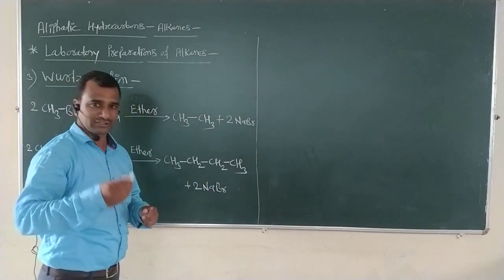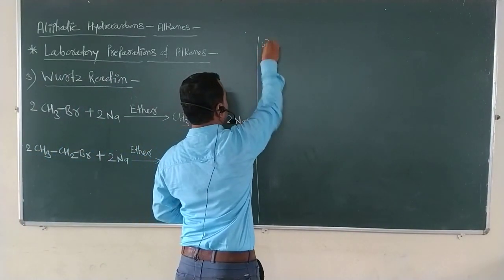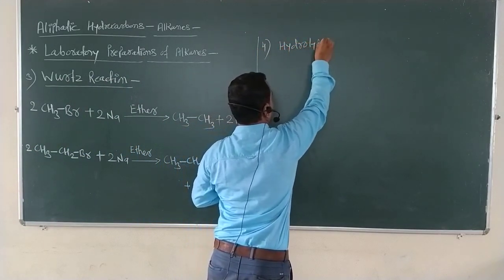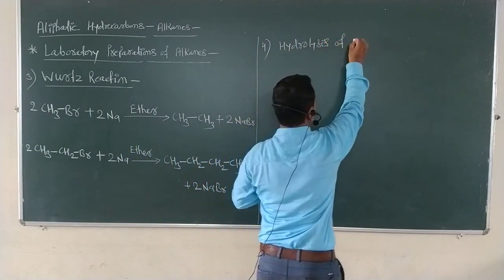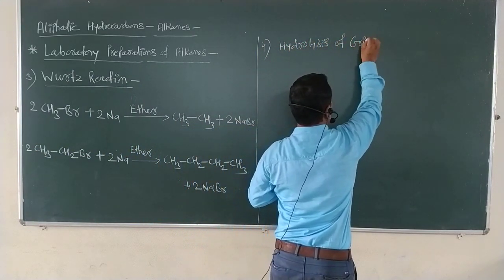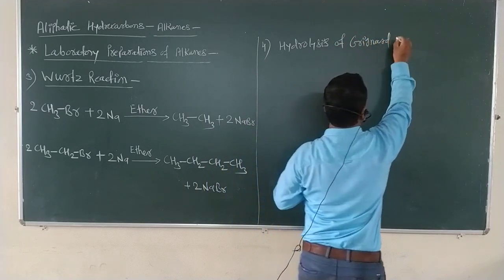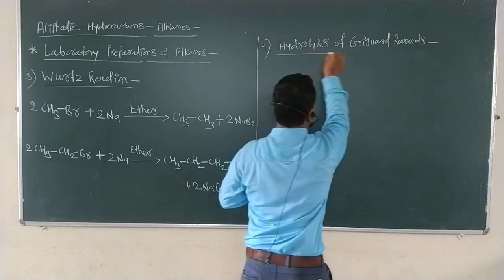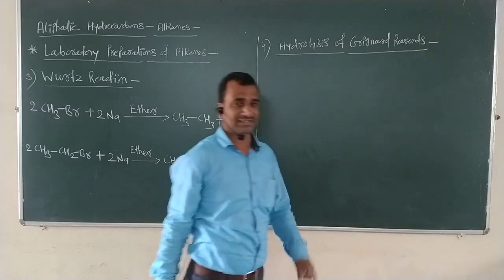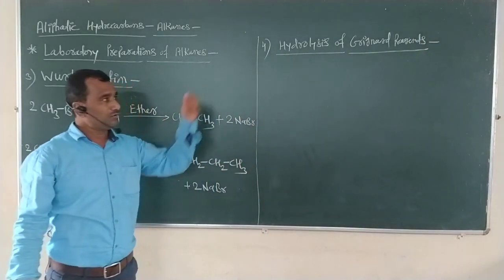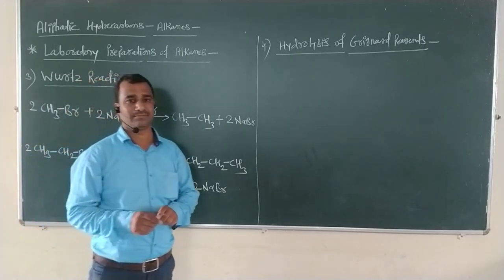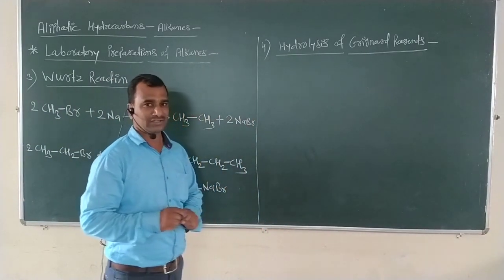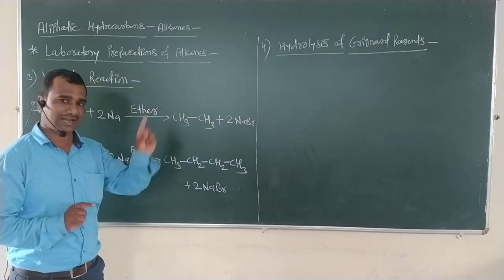So the next method for the preparation of alkanes, method number 4, is the hydrolysis of Grignard reagents. This is method number 4 for the formation of alkanes in a laboratory. Now, we know the hydrolysis process very well. What is the hydrolysis process? In a hydrolysis, we have to add a water molecule. That simple process is the hydrolysis.